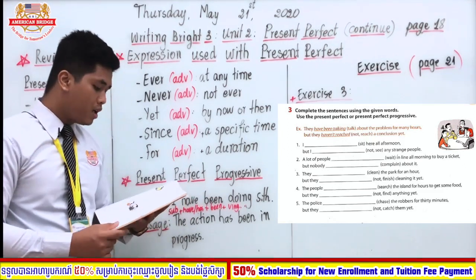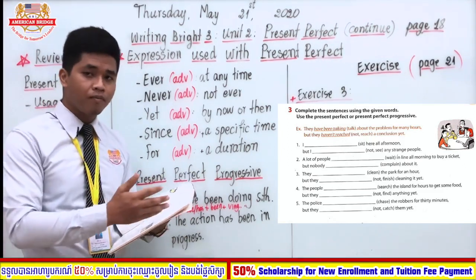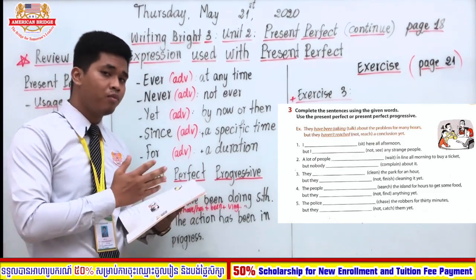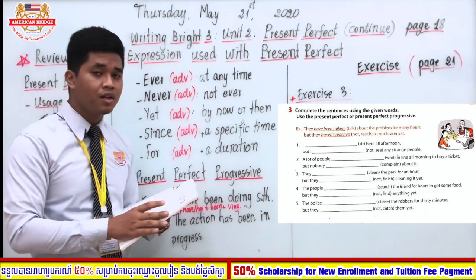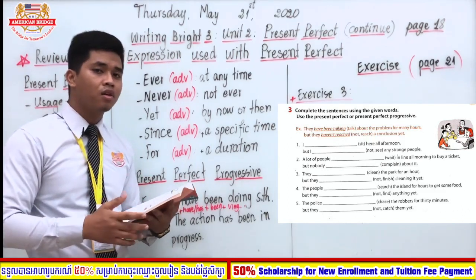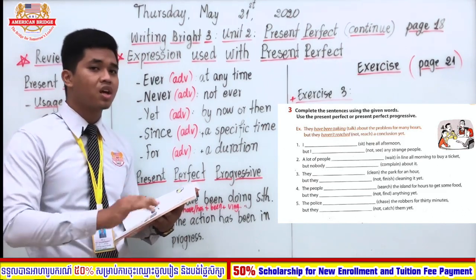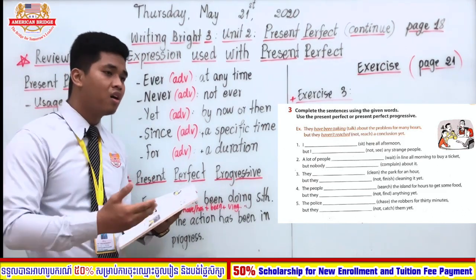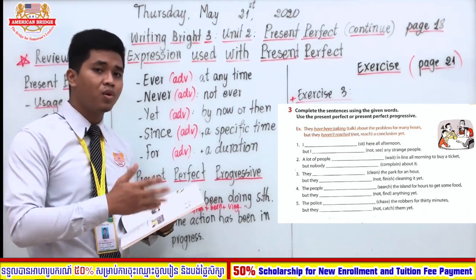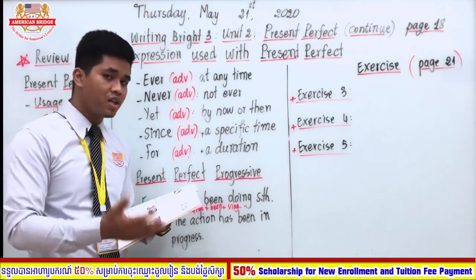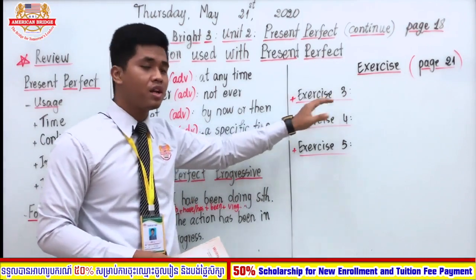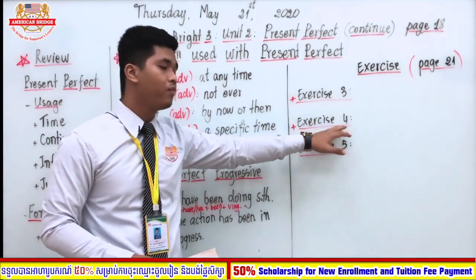Very good, everyone. And if some verbs are irregular verbs, which means they need to change from present tense to past tense to perfect tense, and if you don't know how to change that, everyone, you can look up in the dictionary or you can check online. There are a lot of word lists that help you to change from past simple into verb 3. Okay, now everyone, we finish exercise number 3. Let's move on to exercise number 4.